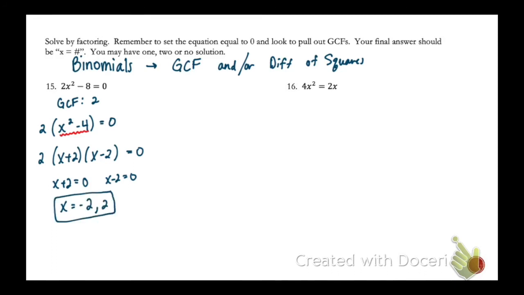Remember, whenever you're solving, the greatest common factor that we pulled out, in this case, just a 2, since there's not an x with it, it doesn't matter when we're solving. For the next problem, I need to first set it equal to 0, so I'm going to move my 2x over by subtracting.